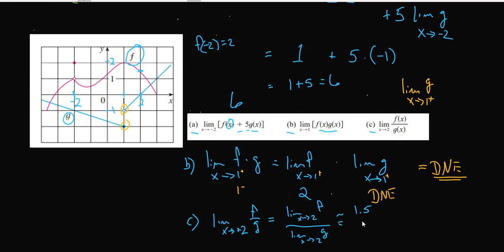But it doesn't matter because on the bottom, the limit of g is 0. So we can't use this rule, because this rule only applies when the limit of the bottom is not 0. So we actually can't use any of this. And we'll also say that this limit doesn't exist.